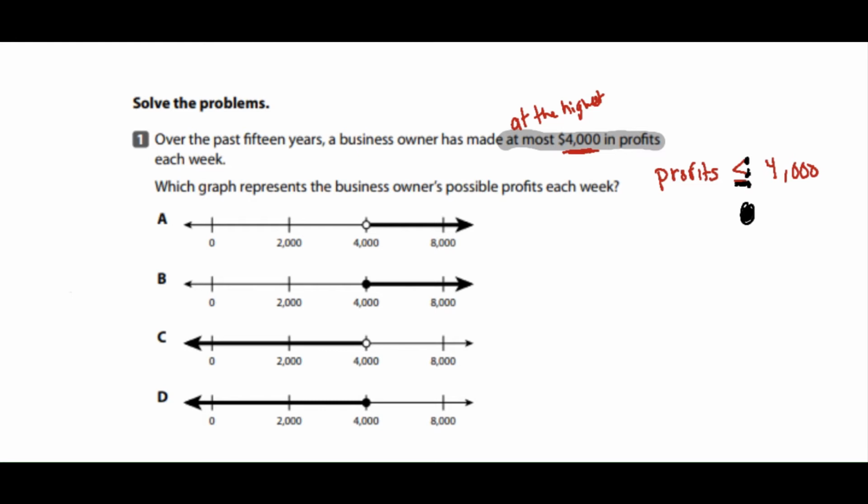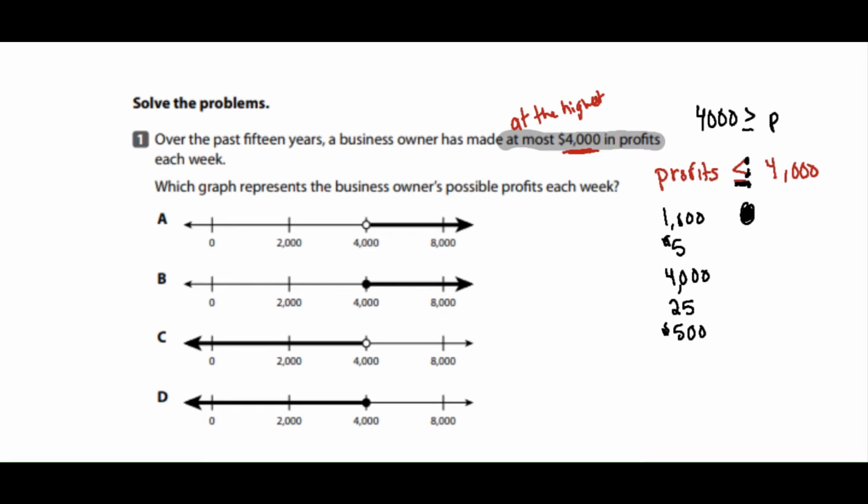So some possible solutions that are at most 4,000: it could be 1,000. It could be $5. It could be 4,000 because 4,000 is a solution. It could be $25 to $500. So these are some possible solutions for the profits, as long as you do not go over $4,000. So at most, the most is 4,000. So you can say $4,000 is the most, and since it's included, you want to put an equal to line.